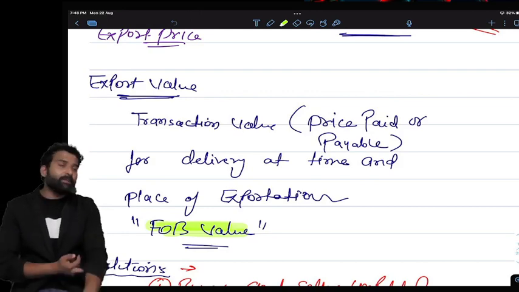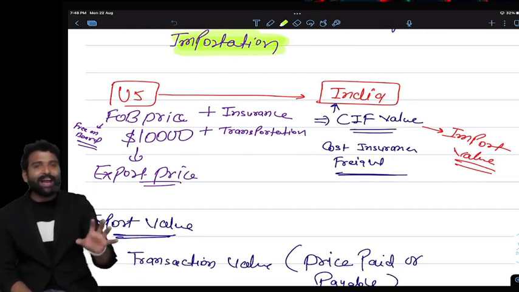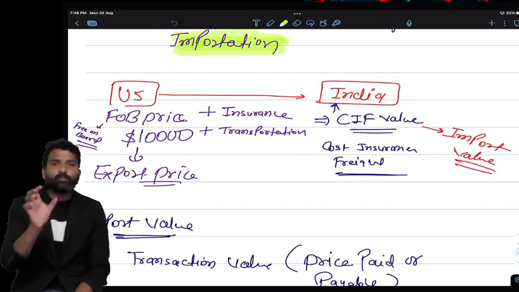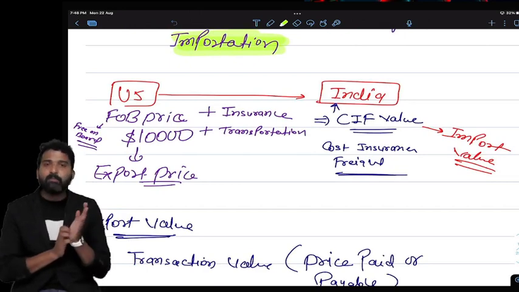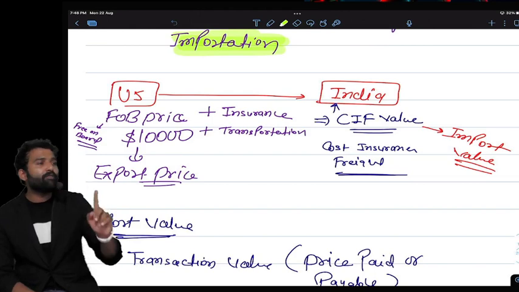And in case of import, I have to pay import duty on CIF value. That is the value for bringing the goods to the port of importation. So in case of import, I will be paying duty on CIF value. In case of export, I will be paying duty on FOB value.